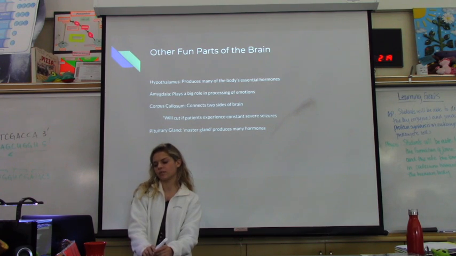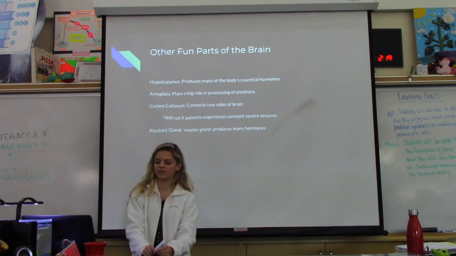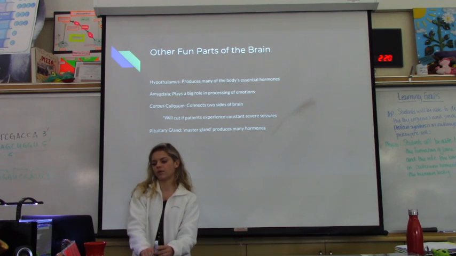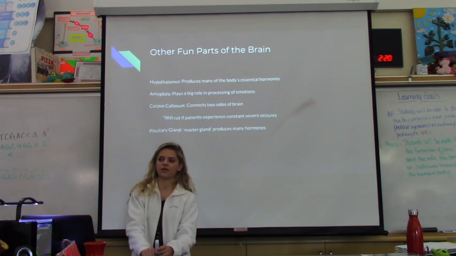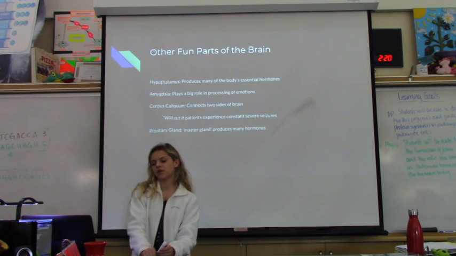Some other fun parts of the brain are the hypothalamus, which processes many of the body's essential hormones. The amygdala plays a big role in processing of emotions. The corpus callosum connects the two sides of the brain. If someone experiences severe seizures constantly, they will actually cut this. The pituitary gland is the master gland that produces many hormones.